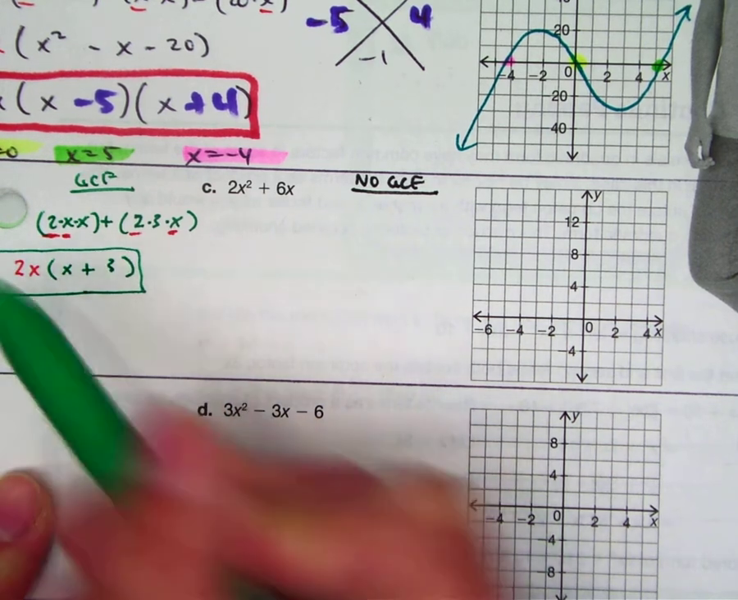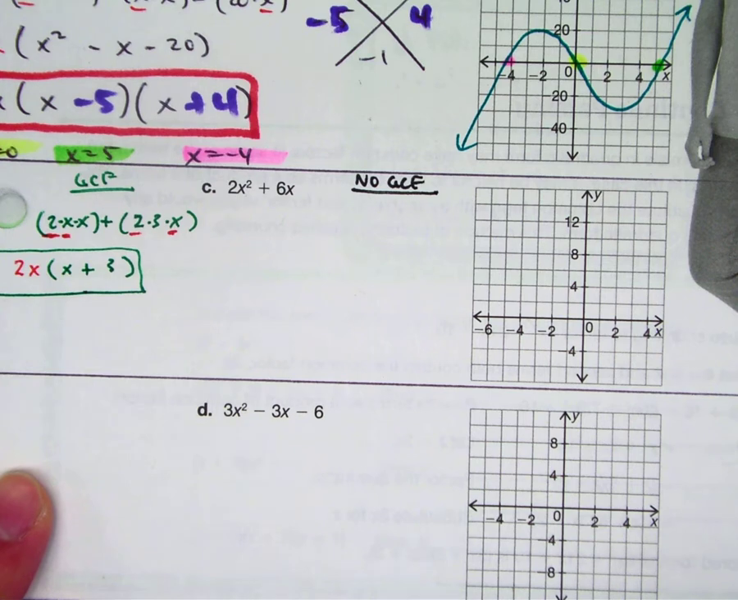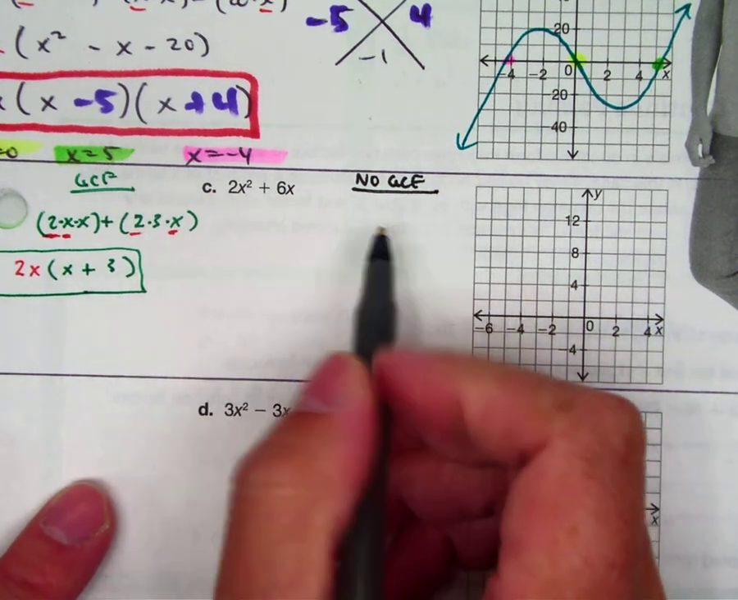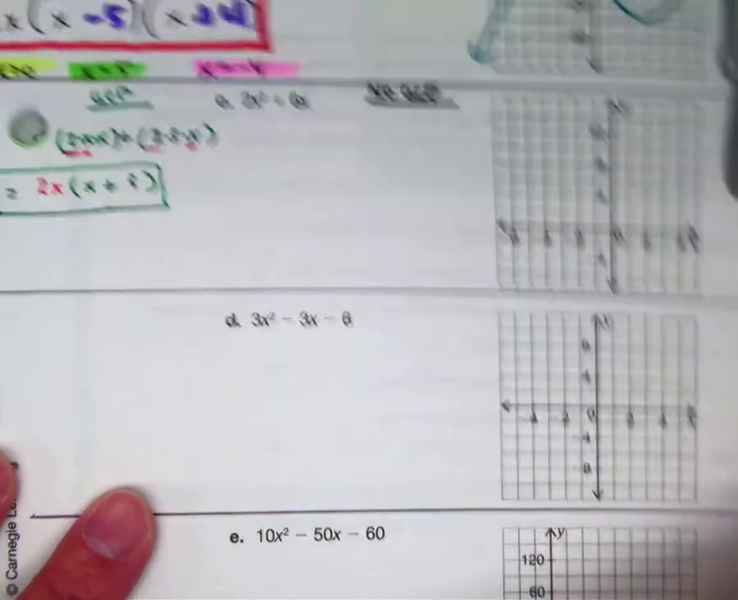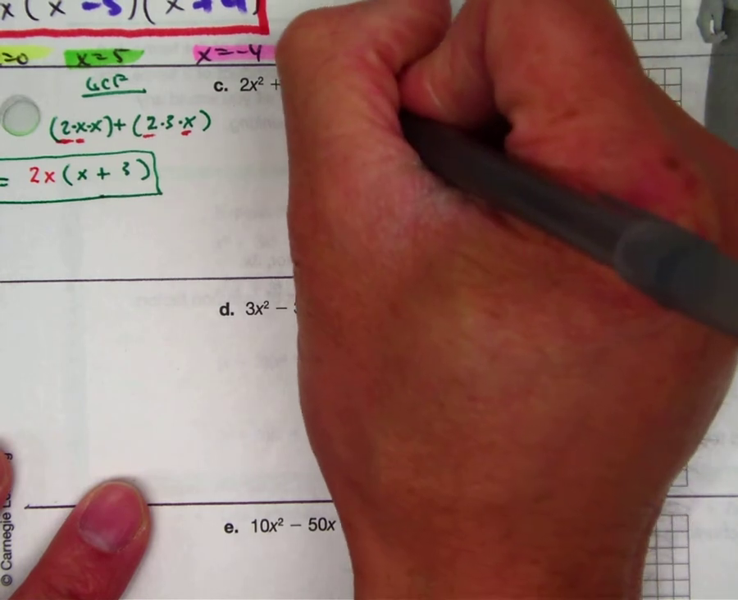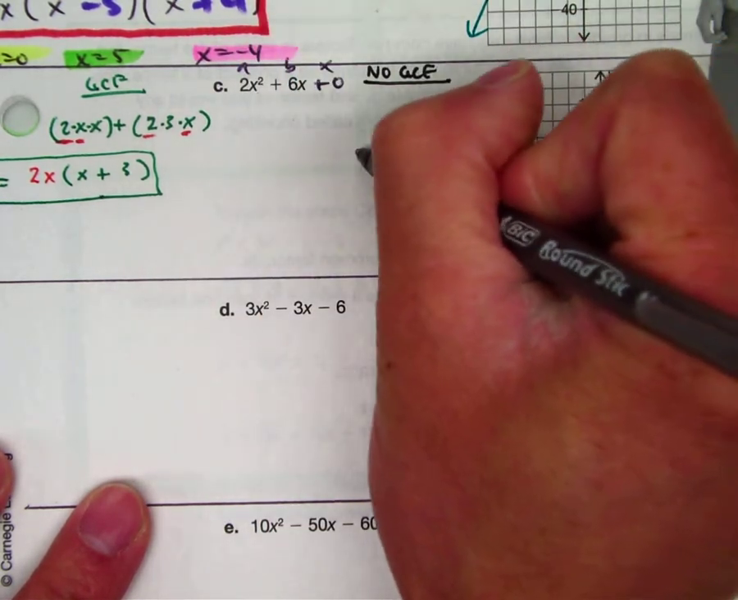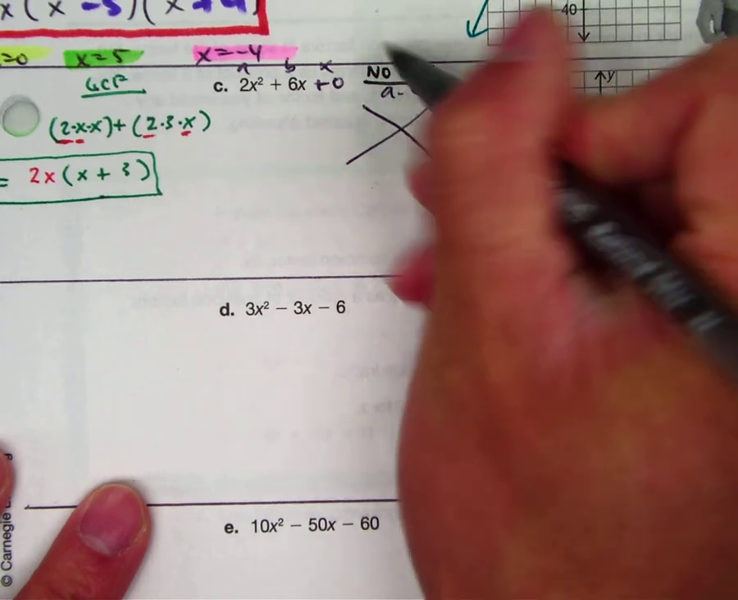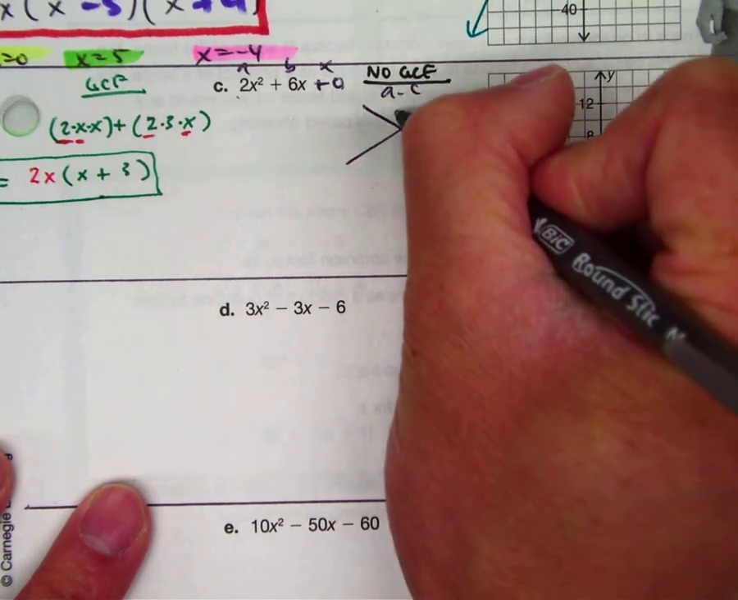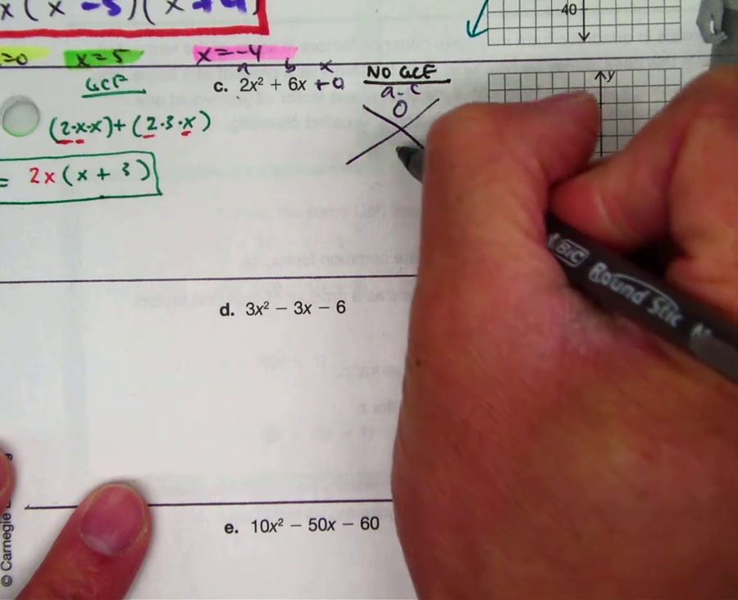Now let me show you guys what would happen if you did not see the greatest common factor. The great thing about math, it's forgiving. You can still do the problem. This is your A, B, and C. So if I try to factor this, A times C would be 2 times 0, which is 0. B value is 6.